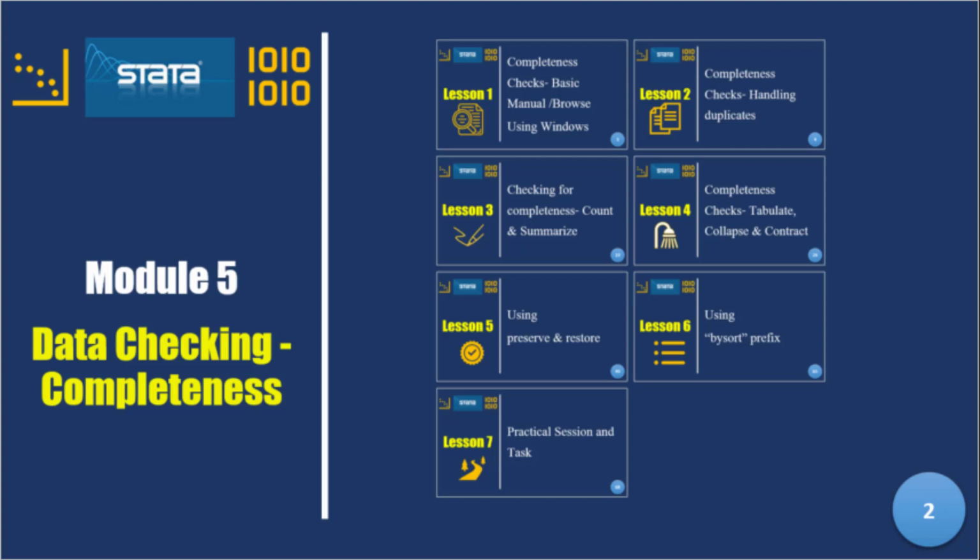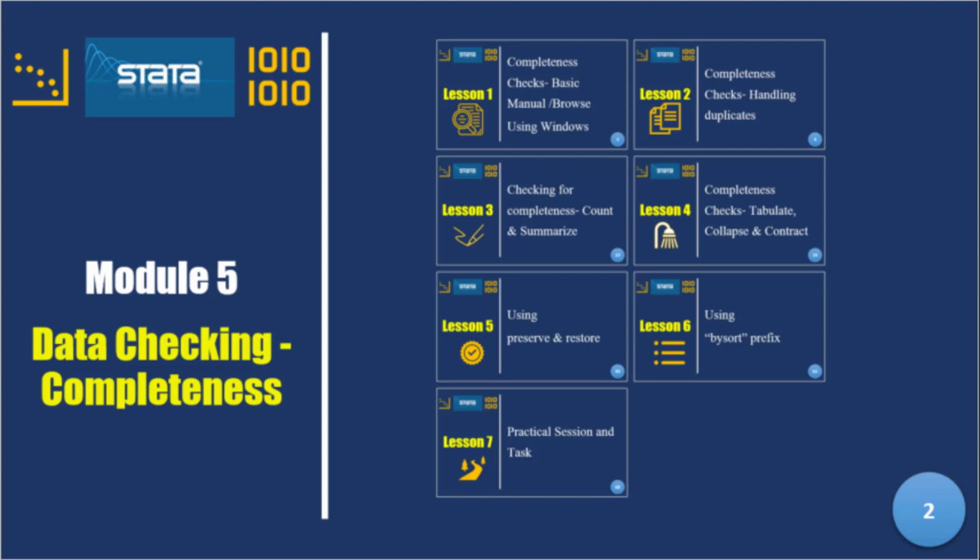In lesson 3, we'll look at the count command and the summarize command and how they help us measure completeness. In lesson 4, we'll go a bit deeper into tabulate, collapse, and contract, very powerful Stata commands that help you understand completeness. Then we are going to do preserve and restore, which is a fallout of some of the experiences we will have in lesson 4, and I will explain that when we get there. In lesson 6, we'll be using the bysort prefix, to see how we can use it to help us measure completeness.